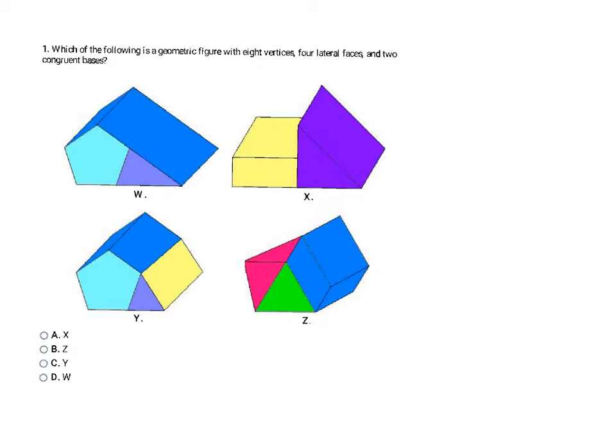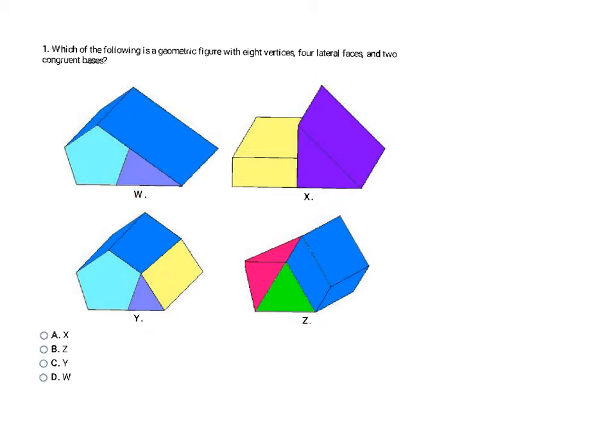This first question asks, which of the following is a geometric figure with 8 vertices, so 8 corners, 4 lateral faces, and 2 congruent bases? This lateral part means 4 sides that are not bases, and then the 2 bases would mean that you have a total of 6 sides. So you're going to look at each one and just count them up.